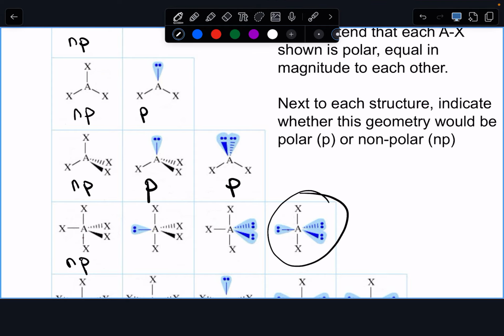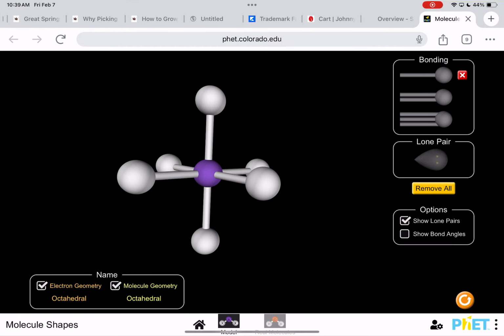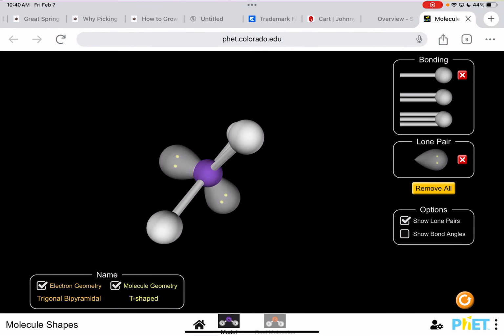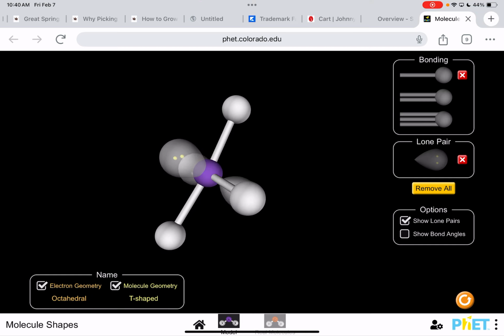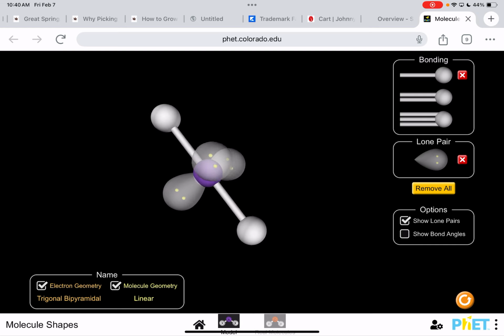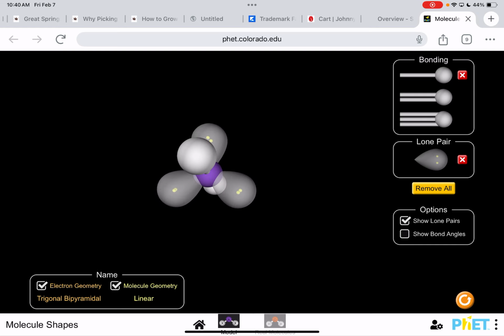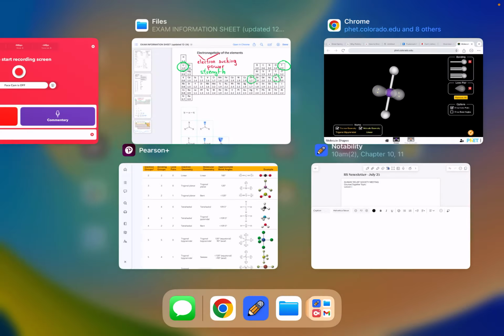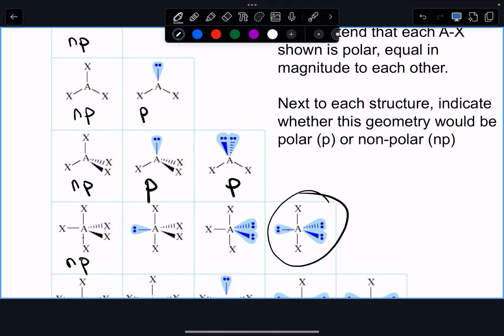If you look at this guy, which I will keep doing the simulation for a little while, what did it have? 2 bonds and 3 lone pairs? Yeah. So those 3 lone pairs are all in that trigonal planar plane, but then the 2 atoms are linear from each other. Okay? So those will be able to cancel each other out, and this guy will be nonpolar.